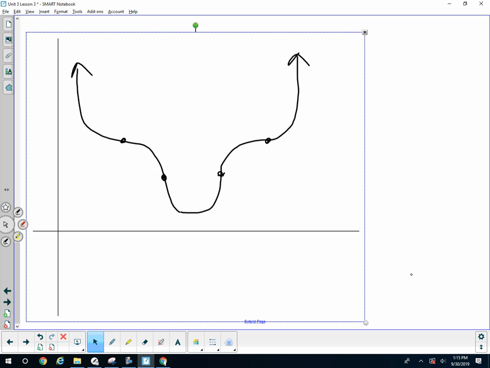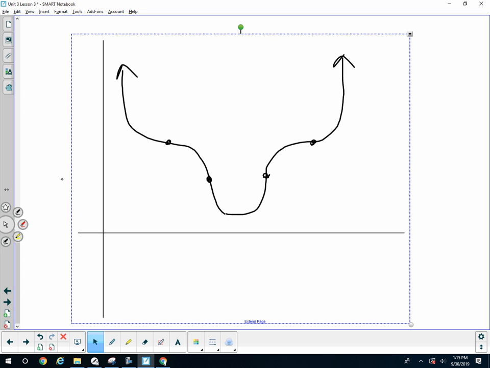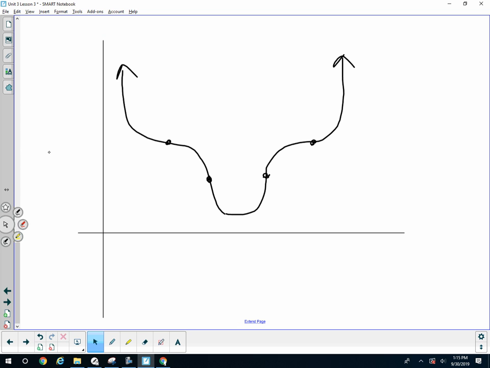Because not all functions will be concave up or concave down everywhere. Here is an example of a function that changes in its concavity. This first piece of the function is concave up. Now I'm going to use CC up to represent concave up without having to write concave up.